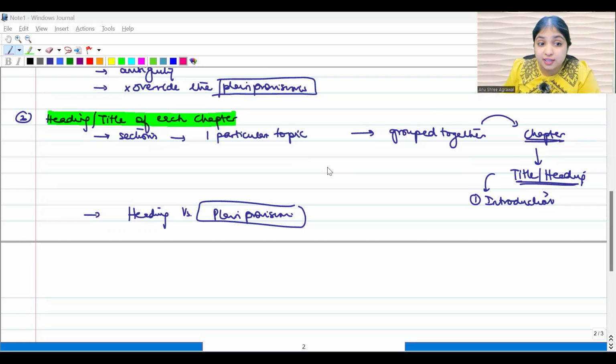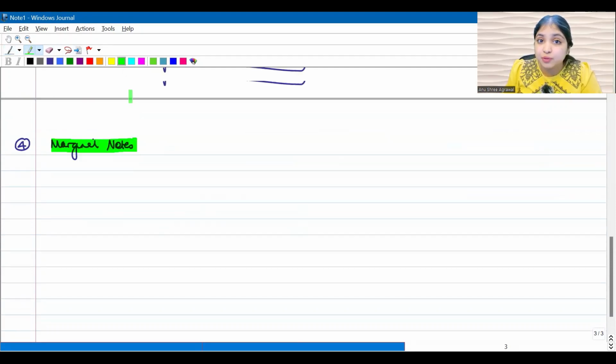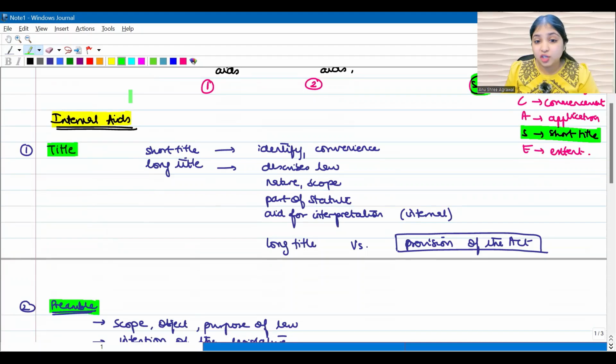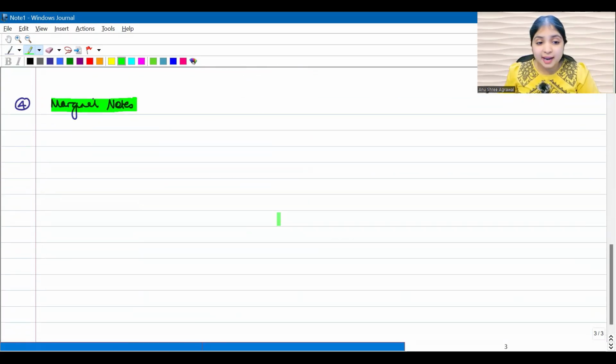Now coming to the fourth internal aid. Now this is very interesting. The fourth internal aid is about marginal notes. What was your first internal aid, guys? Your first internal aid was title. We had spoken about long title and short title. We said that the long title, yes, is written even before section 1, but it is a part of the statute and it can be used for interpretation. Then we spoke about preamble, heading and title of the chapter.